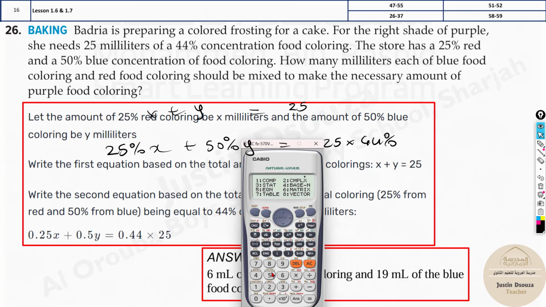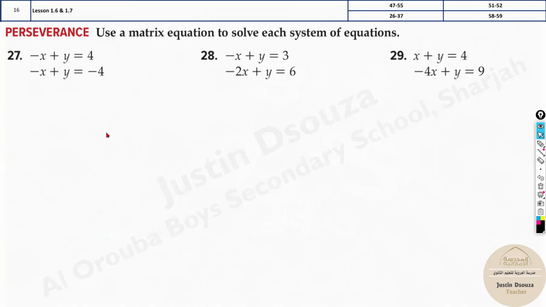All you need to do is go to mode, equation, and this is only two variables, so it's 1. Look, this resembles that form. And now type the coefficients. It's 1, 1, and equal to 25. And over here we have 25%, and over here 50%. Shift, and this symbol gives you the percent. And lastly, we have 25 times 44%. Just write it as it is, it will calculate it for you. The answer is 6 and 19. So use Cramer's rule and solve all these problems and check your answers with the calculator.